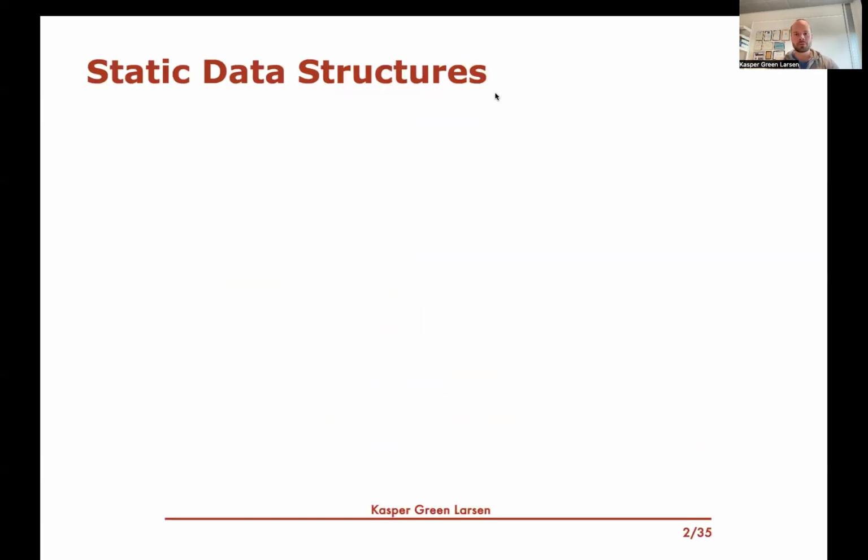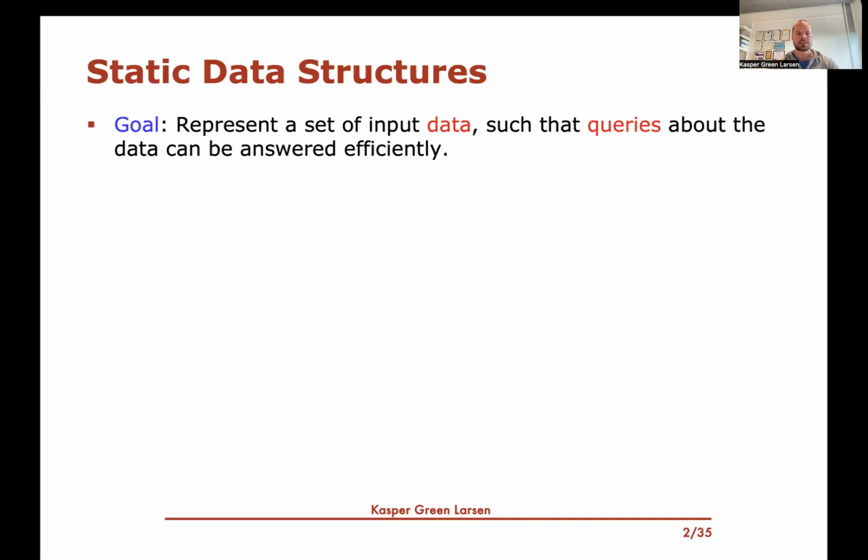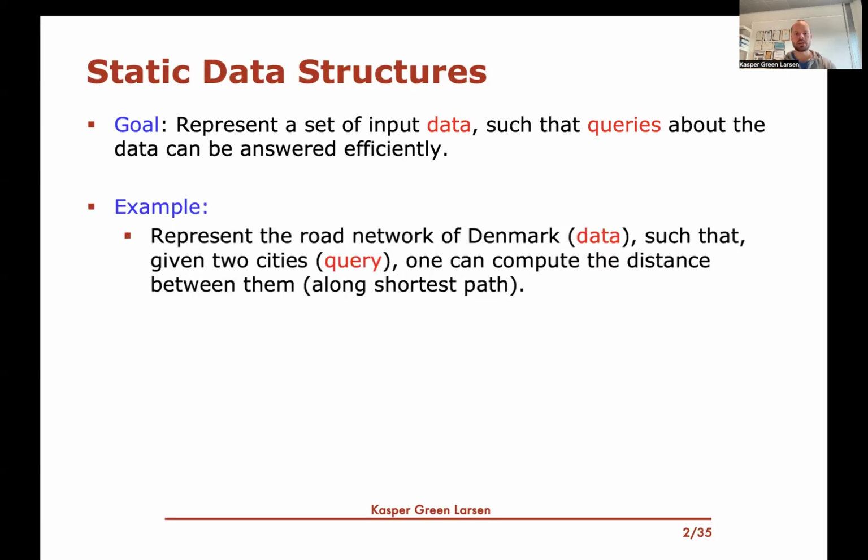So just a real quick recap first. What are these static data structures? We also talked about it in the previous video, so I'll go really quickly over it. The goal in a static data structure is to represent some set of input data so that you can answer queries about the data efficiently. An example could be representing a road network of a country, maybe Denmark, which is your data set, such that given two cities, which is your query, you can compute the distance between them along the shortest path efficiently.